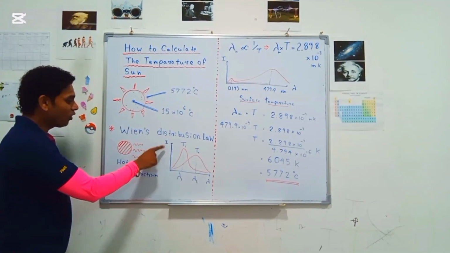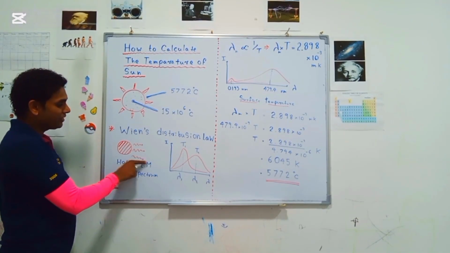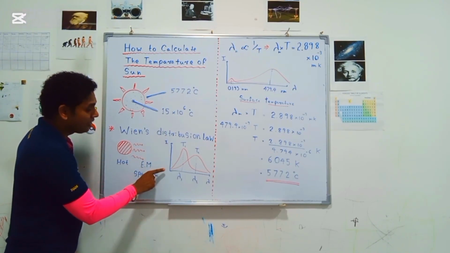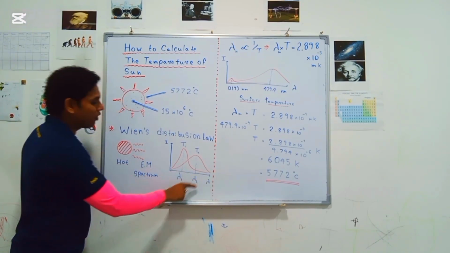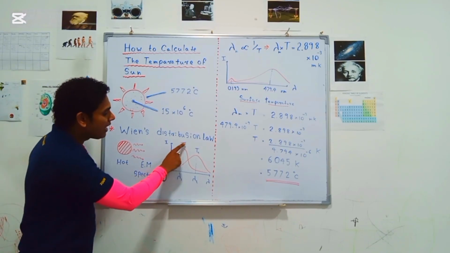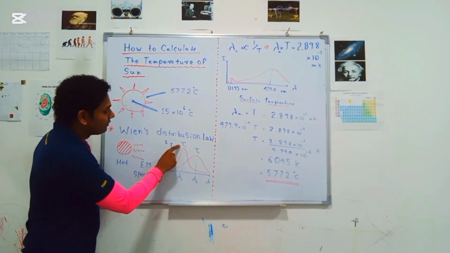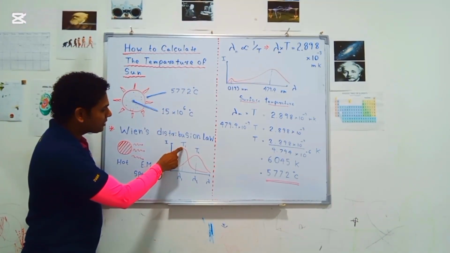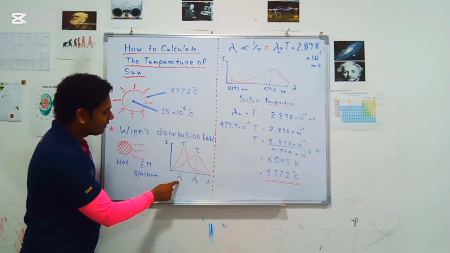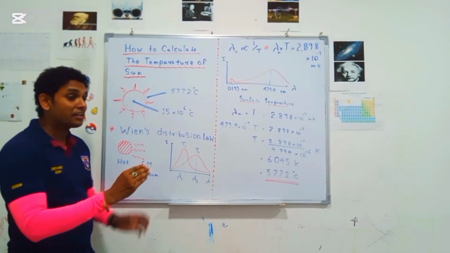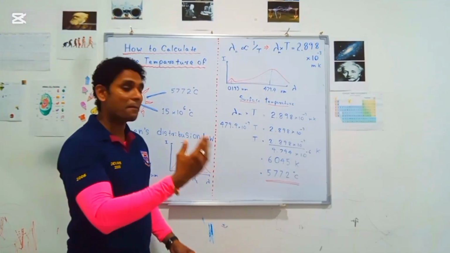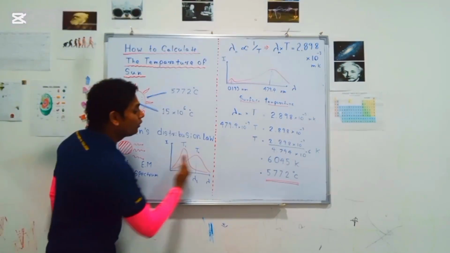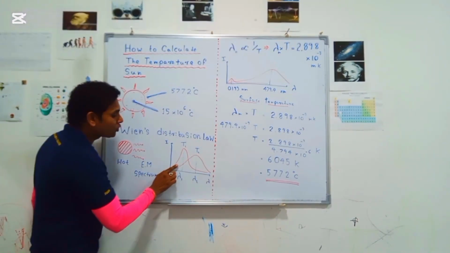You can see here the hot object. It emits radiation, and this is the intensity. The Y-axis is the intensity. Wavelength goes to the X-axis. Now here you can see two spectrums. This one is for the T1 temperature. At that temperature, the significant wavelength is λ1, let's say. If the temperature goes down, the wavelength gets longer than that. So the spectrum goes this way.